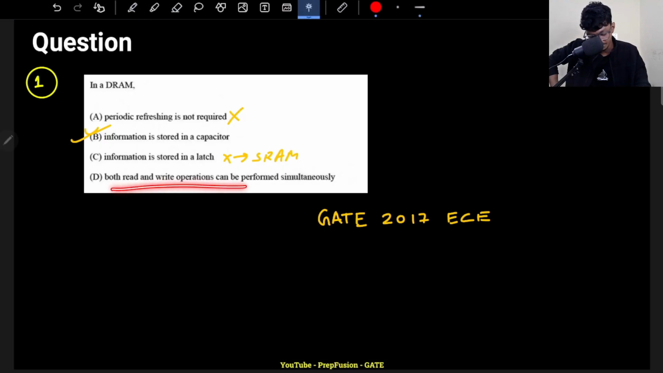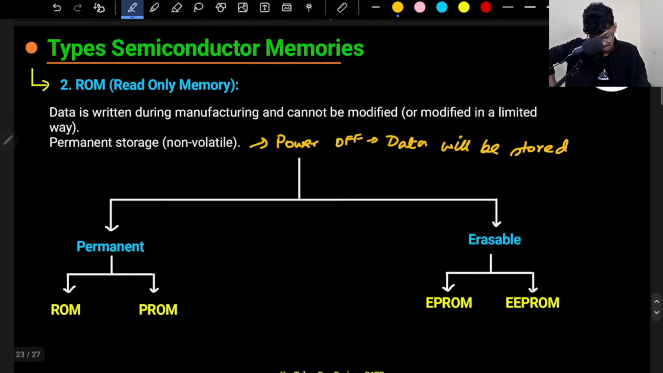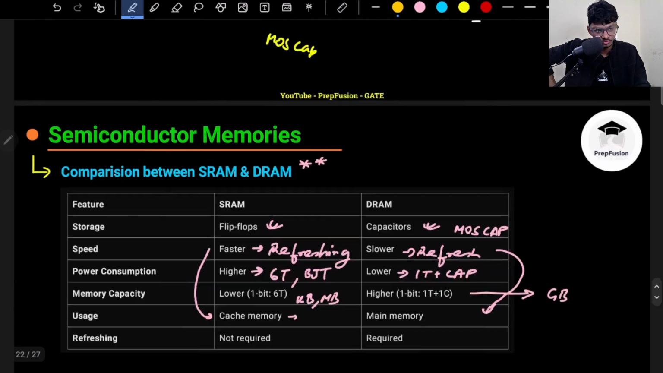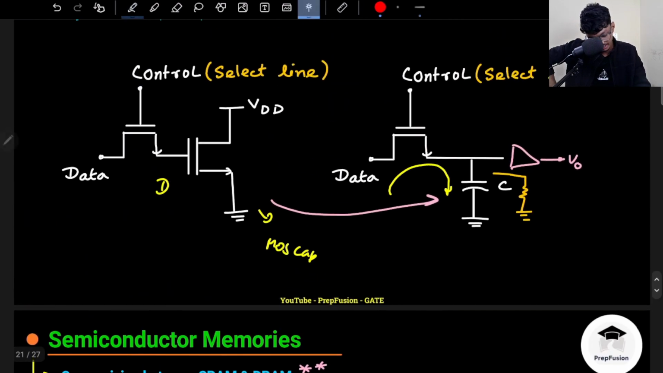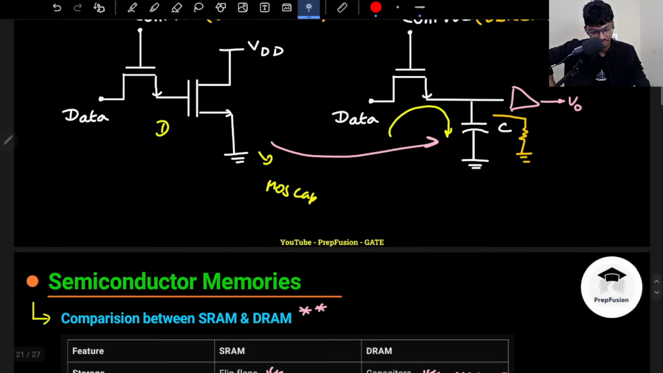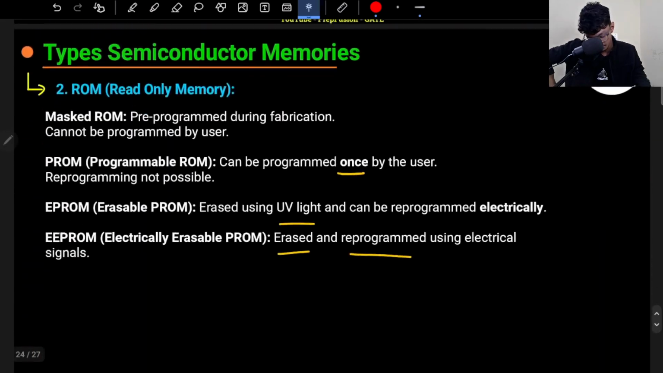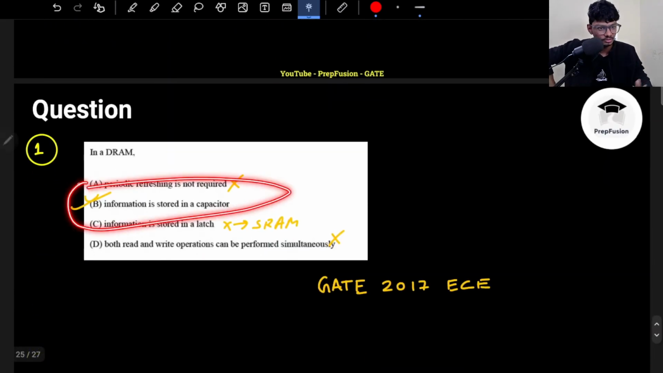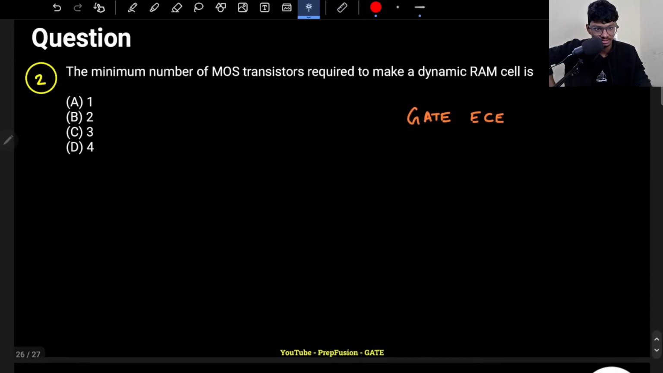Both read and write operations can be performed simultaneously. Now, is this possible? No. Can I read and write simultaneously? In SRAM also we cannot do that. I cannot simply read and write simultaneously. How can you read and write simultaneously? If I'm reading this value and then writing, I'm just reading whatever I'm writing, right? That's not how it works. So option B will be correct. A few theoretical questions will come only. That's the most important part that you have to understand.